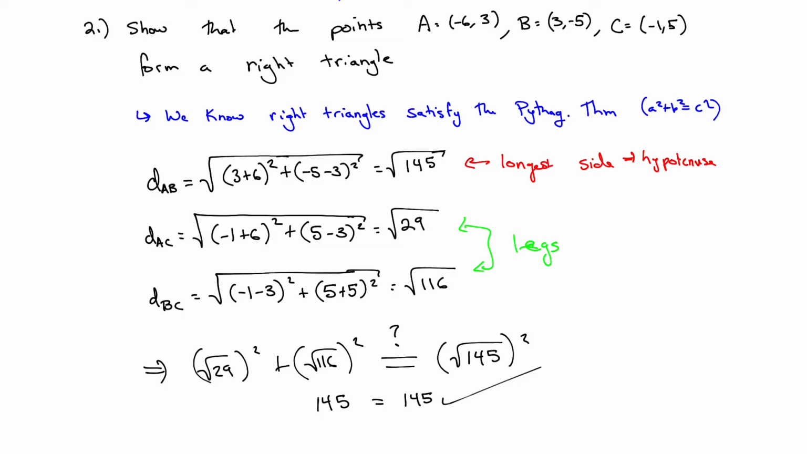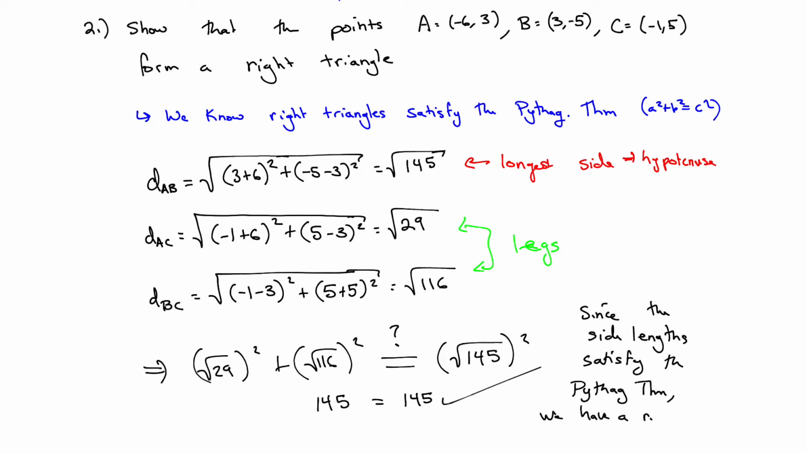So we can write that in words. Since the side lengths satisfy the Pythagorean theorem, we have a right triangle. There we go. Very, very strange problem, but kind of cool.